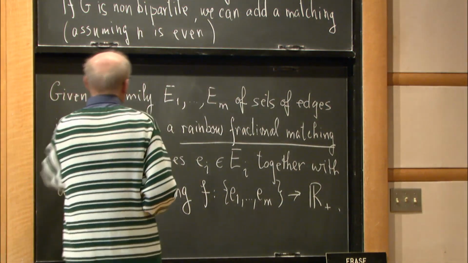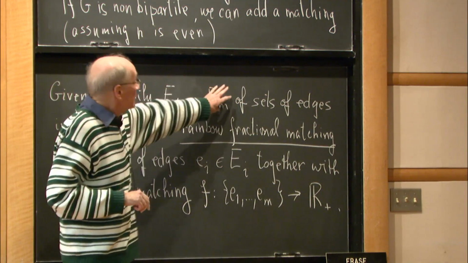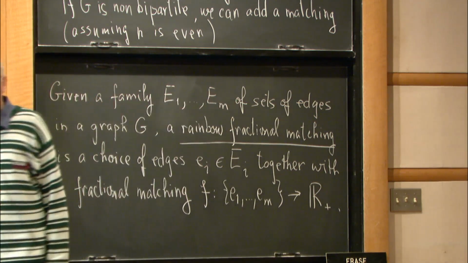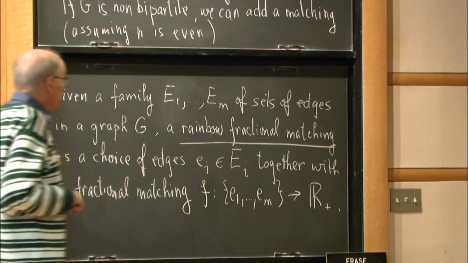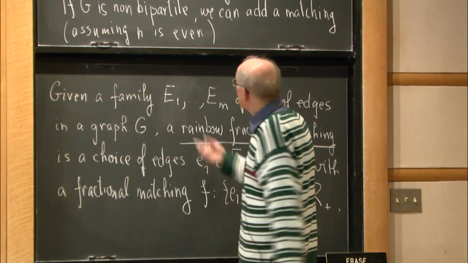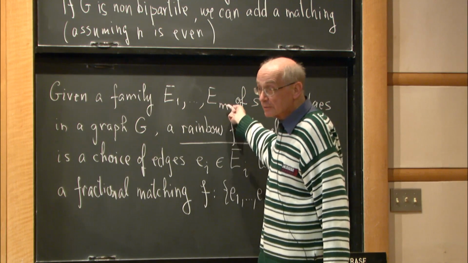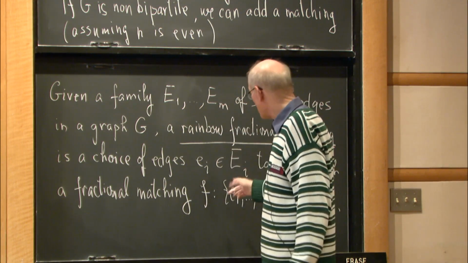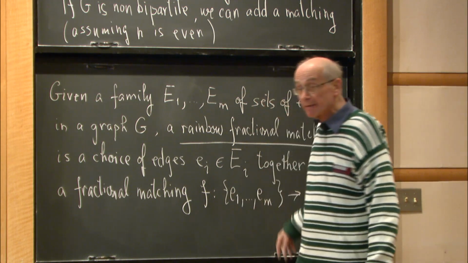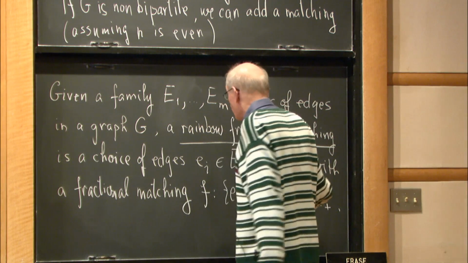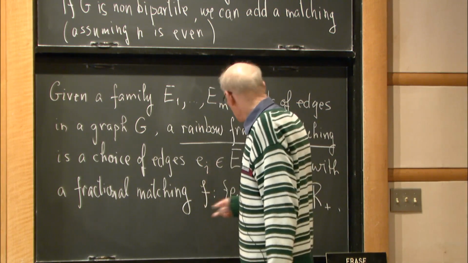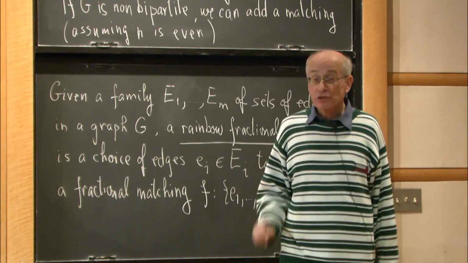So again, you have a given family of m sets of edges. Each of them you could think of as a color class. And now you want to choose one from each, or at most one. That's the same thing, because you can always add 0 values here, in such a way that for the chosen edges, you can find a large fractional matching.